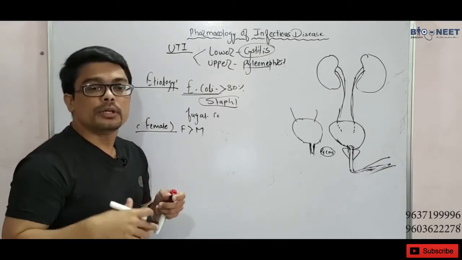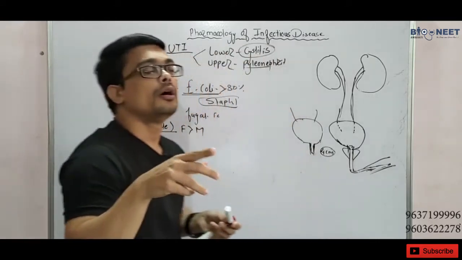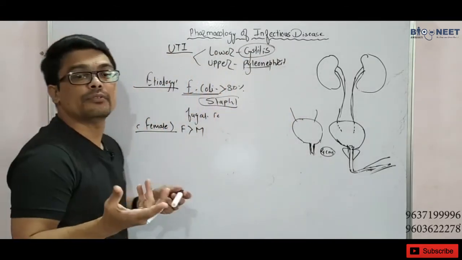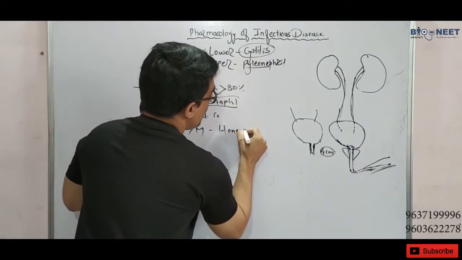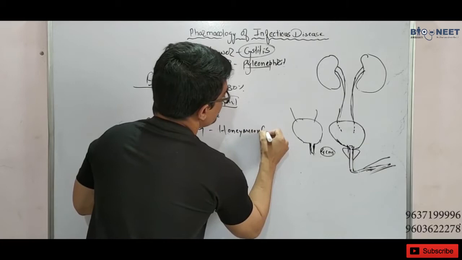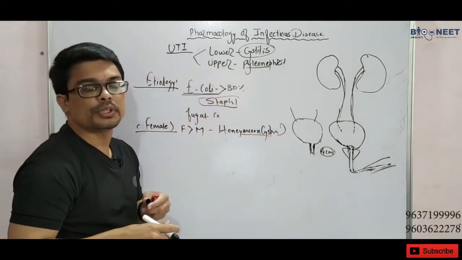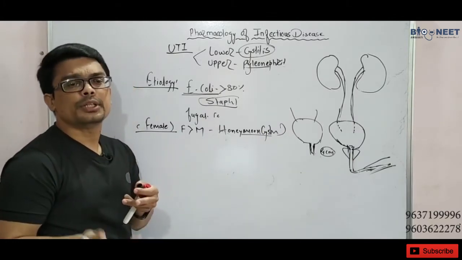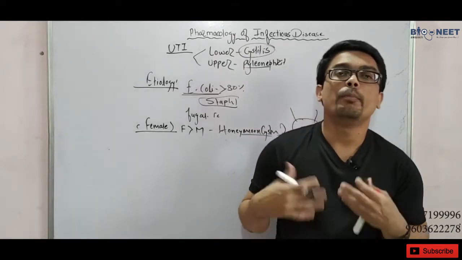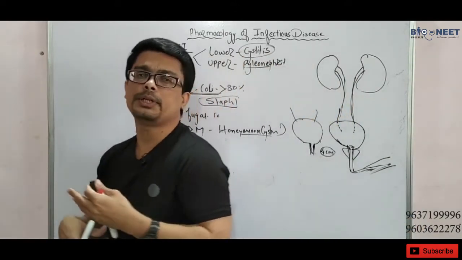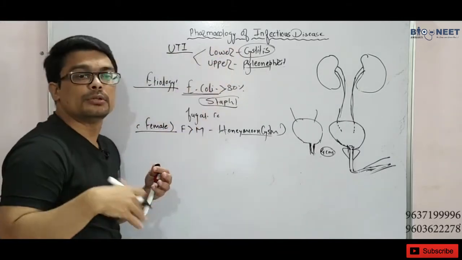This is one. Second is sexual intercourse. In young people, this urinary tract infection is commonly called honeymoon cystitis. Because of sexual intercourse they usually get urinary tract infection. There are also some associated systemic disorders in which you find more urinary tract infection, like diabetes and obesity. So in diabetic patients and obese patients, urinary tract infection is more common.